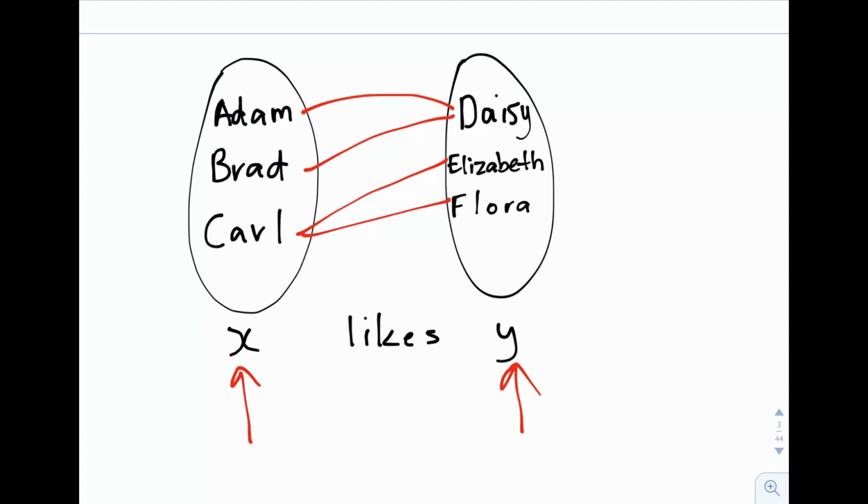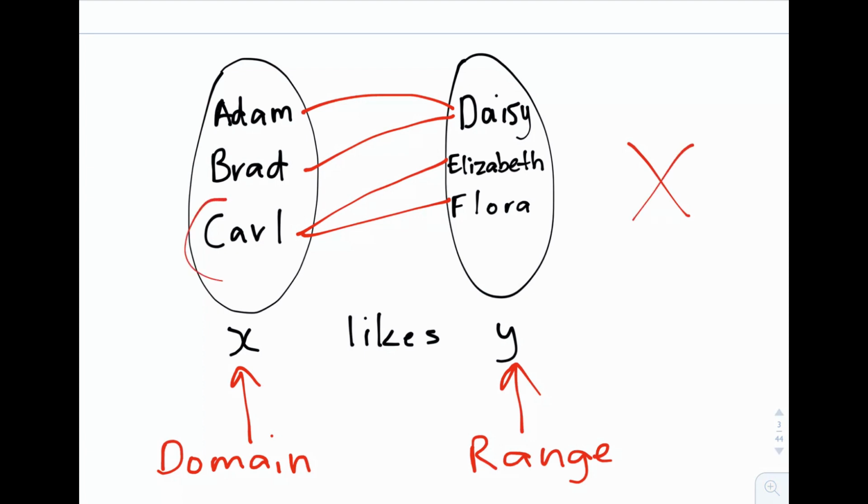Okay, now is that a function? For each x value, for each value in the domain, we call these values over here the domain, is there only one y value? And we use the word range to describe these outcomes, these values on the right here. So in this case, it is not a function. You can see because for the value Carl in the domain, there are two outcomes in the range. So this one here would not be a function. Now, it's easier to think about these graphically as well. So that's what I'll be doing in this video, trying to explain this idea of functions graphically.